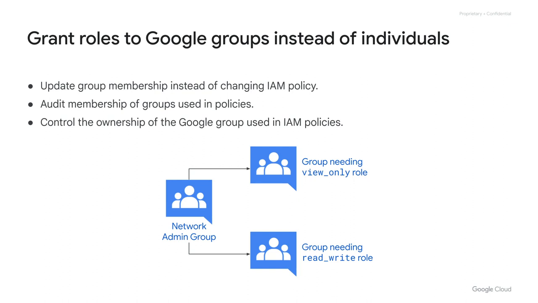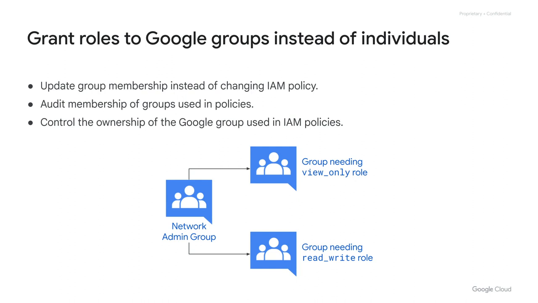Next, I recommend granting roles to groups instead of individuals. This allows you to update group membership instead of changing a Cloud IAM policy. If you do this, make sure to audit membership of groups used in policies and control the ownership of the Google group used in Cloud IAM policies.